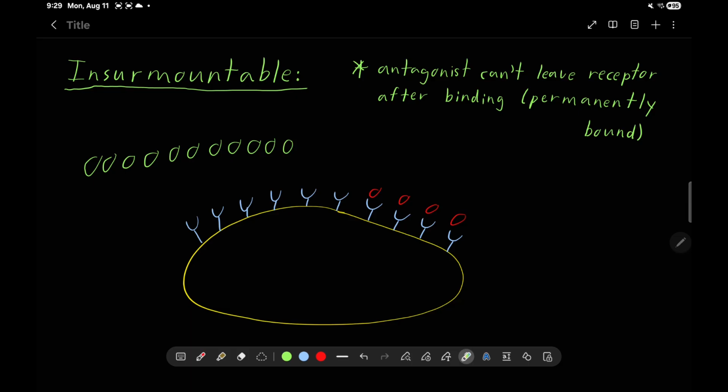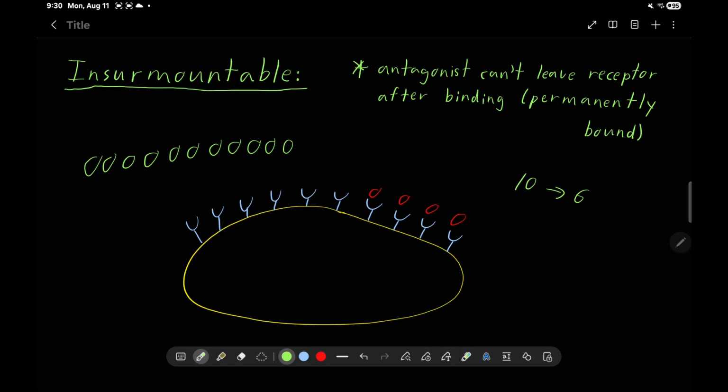And no matter how much agonist you add, you're still limited to just 6 sites, because these 4 have been permanently disabled. Because remember, these antagonists are permanently bound to these receptors. No matter how much agonist you add, they won't leave. They're very tightly permanently bound, or at least for a very, very long time. They don't leave very easily. So that means that the number of receptors is basically decreased from 10 to 6.